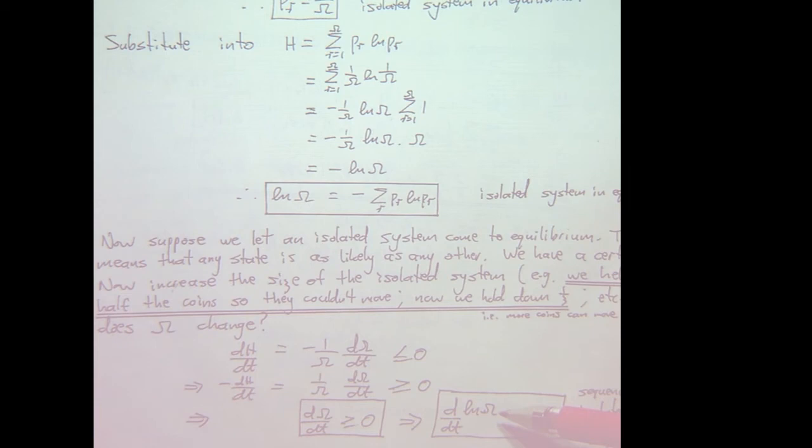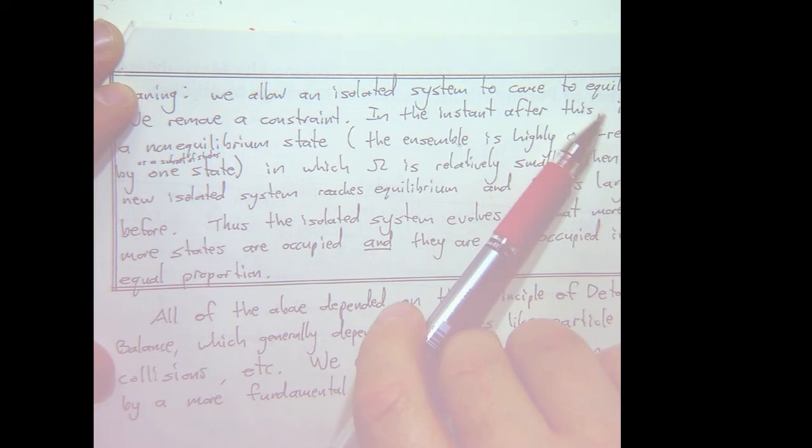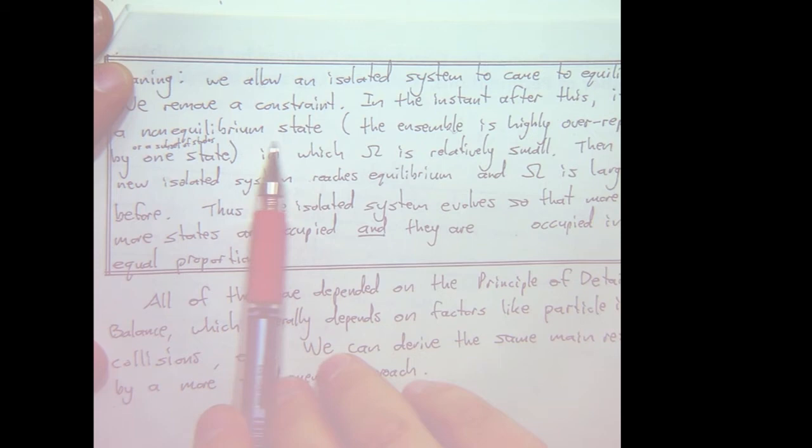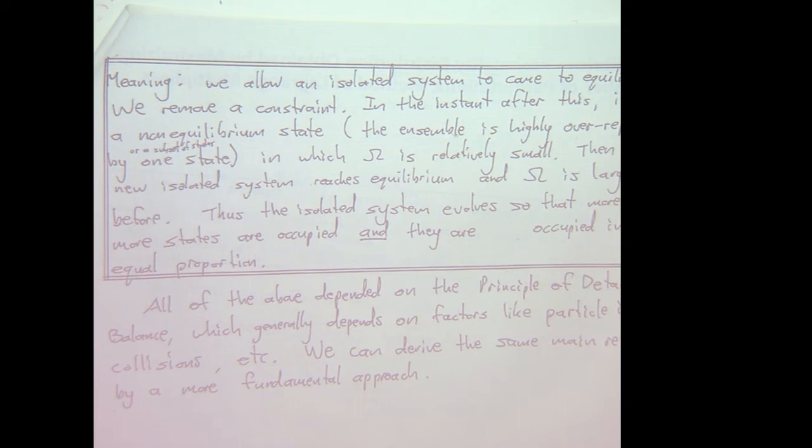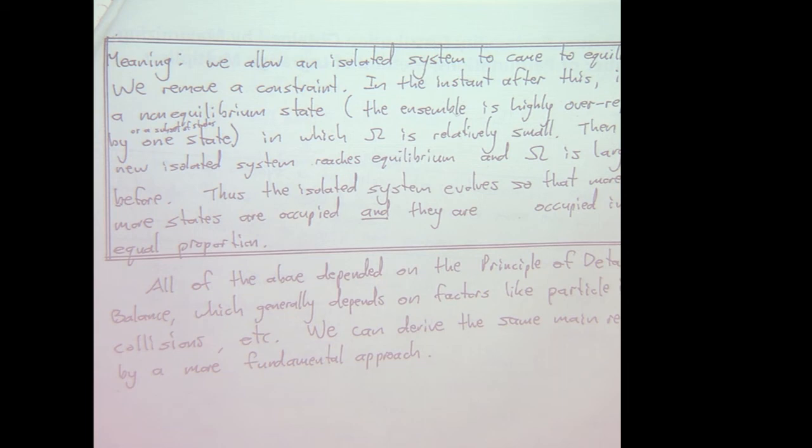So what that's saying is, if we allow an isolated system to come to equilibrium and then remove a constraint, in the instant after this it is a non-equilibrium state, which means the ensemble is highly overrepresented by one particular subset of states in which omega is relatively small. But the law of probabilities means that situation can't hold. This new isolated system reaches equilibrium, and omega is larger than before. So the isolated system evolves so that more and more states are occupied, and they are occupied in equal proportion.